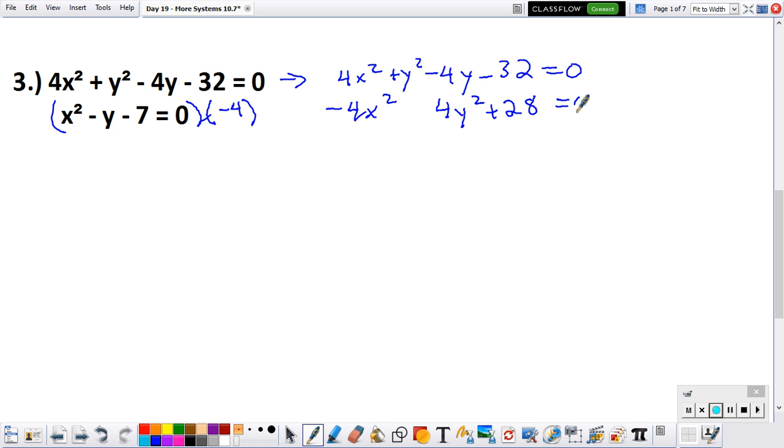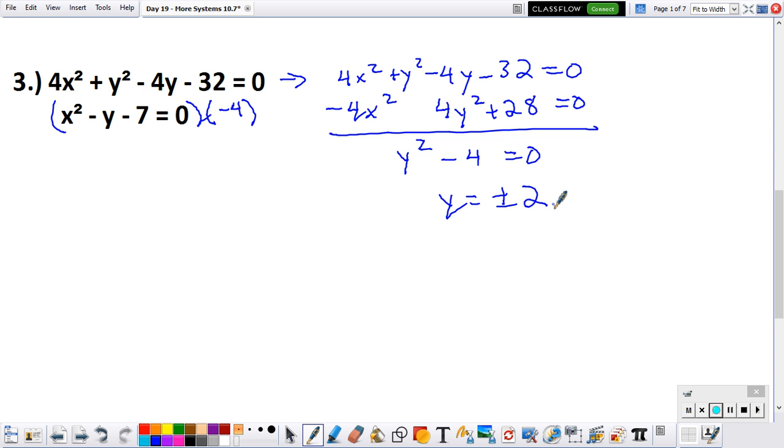Equals 0. Now when I add down, I'm going to have y squared minus 4 equals 0, and that gives me y values of plus and minus 2. So I need to plug plus and minus 2 back into one of these equations. Obviously, I'm picking the second one. It's way less complicated. So we'll do that in red.